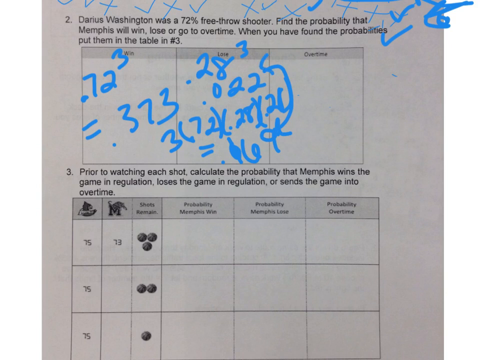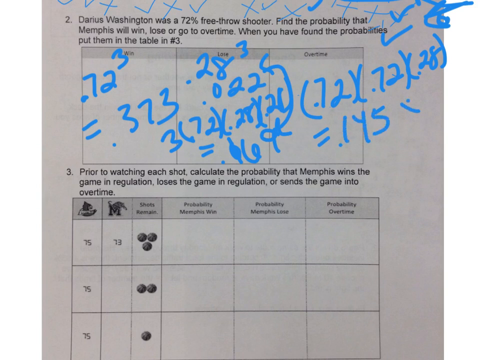And then the probability that they go to overtime would be a tie. For a tie, he would make it 2 times, times 0.72, and he would miss it 1 time. Again, there are 3 ways that that could happen. And so that probability gives us 0.435. We will break down the formula for this part on your formula chart together in class, because the formula looks kind of crazy.